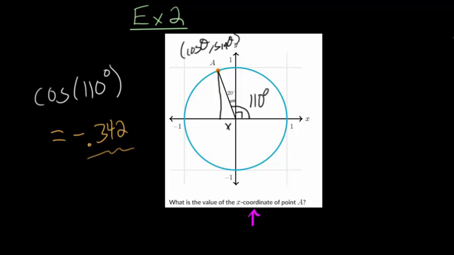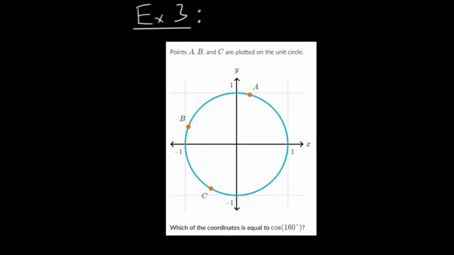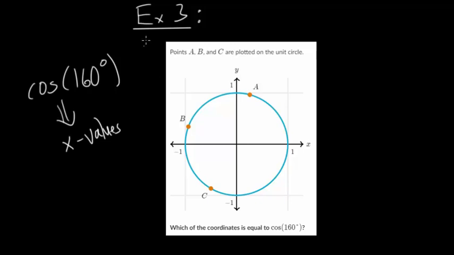So now let's look at one final example here. And we have these points A, B, and C on the unit circle. And we need to know which of the coordinates is equal to the cosine of 160 degrees. So that's what we're trying to find, the cosine of 160. We need to know which of these points has a cosine of 160, and then is that the x or the y value? And we know that the cosine is dealing specifically with x values.